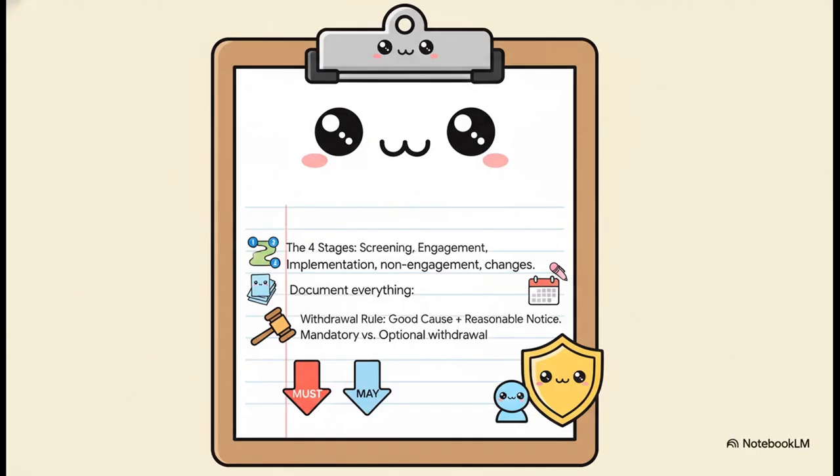So, let's wrap this up. What are the absolute must-knows for exam day? First, get those 4 stages of the client relationship down pat. Second, document everything, everything in writing. Third, the withdrawal rule, good cause plus reasonable notice. Fourth, know the difference between mandatory and optional withdrawal like the back of your hand. And finally, the golden rule, your ultimate duty is to prevent any prejudice to your client.